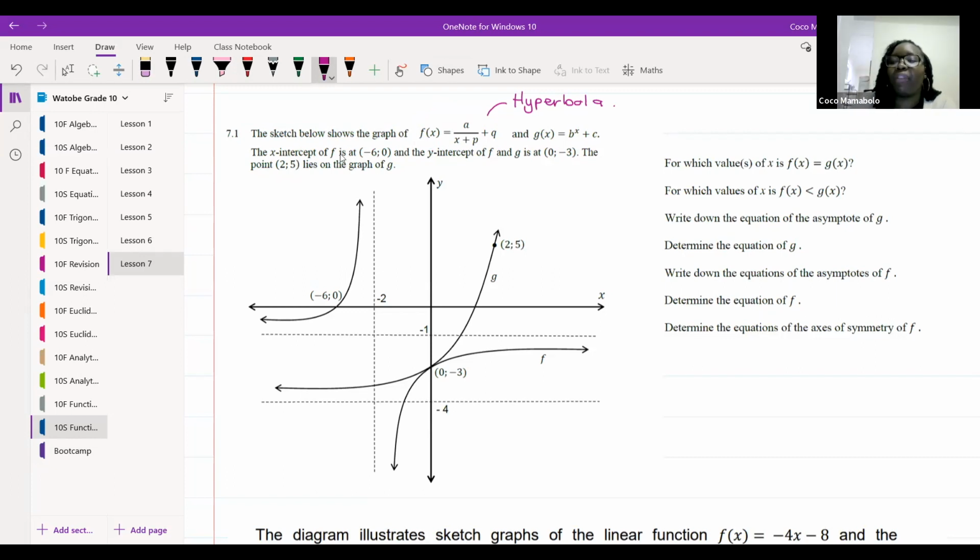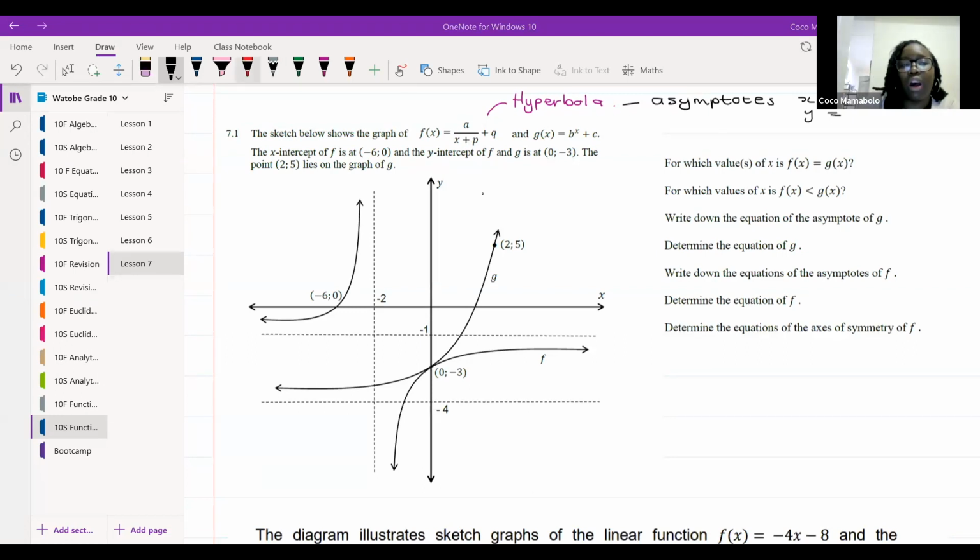Before we even look at the rest of the question, we should already know a couple of things about a hyperbola. We should always know that a hyperbola comes with asymptotes, an x asymptote and a y asymptote. We're going to have to write them as formulas: x is equal to and y is equal to. So somewhere along the line, we're going to have to find the asymptote for each of these two graphs.